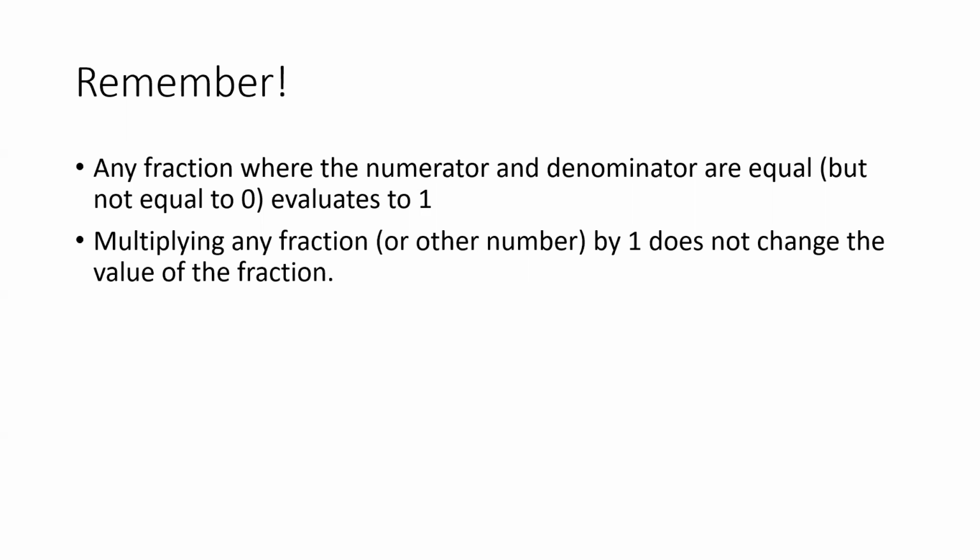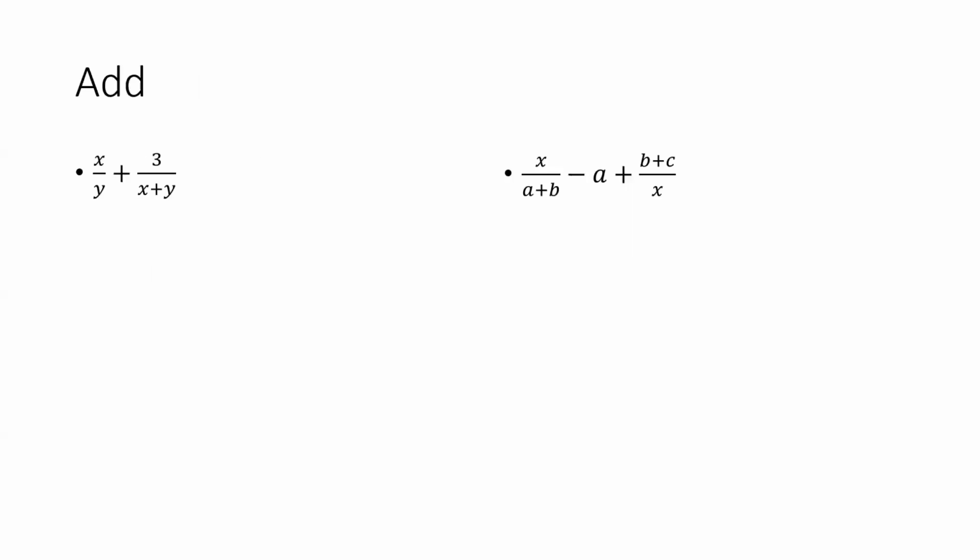So we'll combine these two rules together in order to help solve these problems. Here we have two problems. We'll just do one at a time. Let's start with the left. You have X over Y, plus 3 over the quantity X plus Y. And so in this case, let's add.